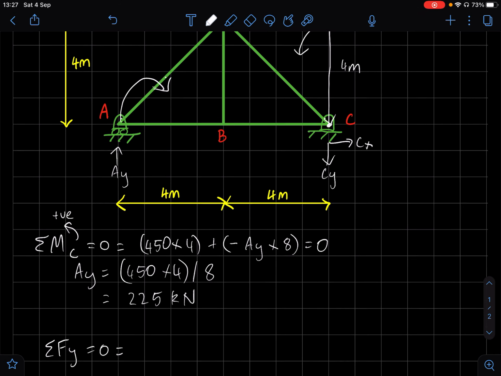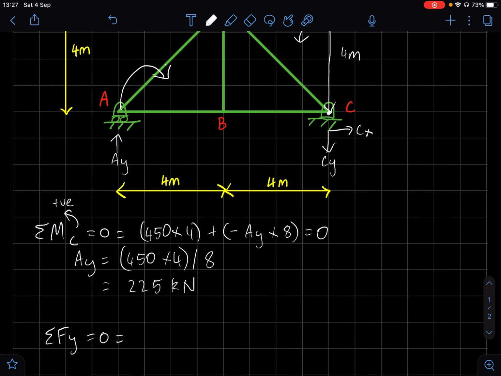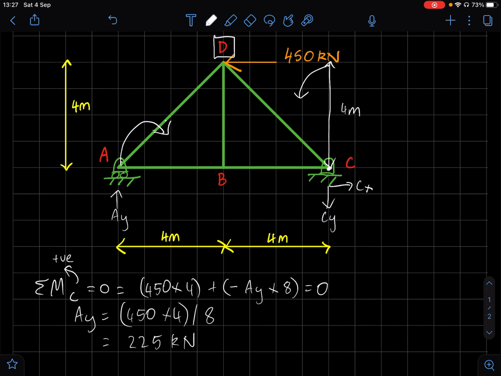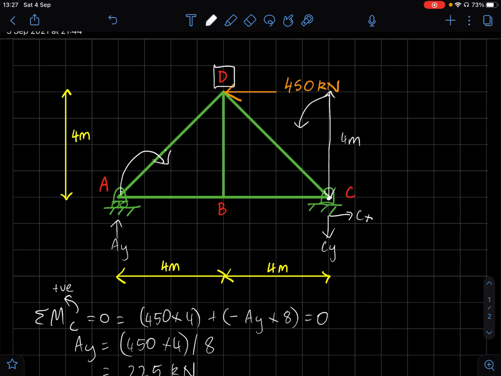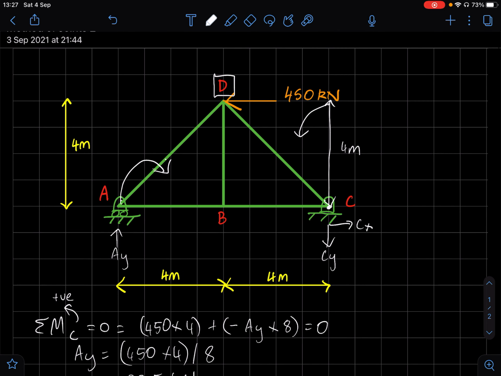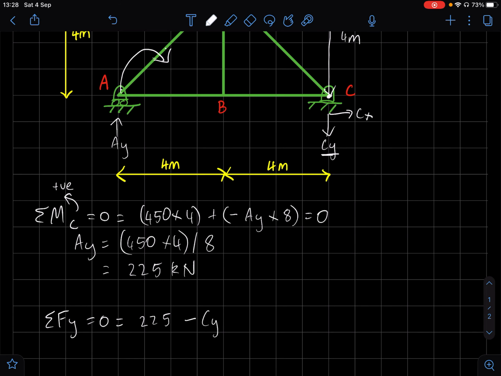Great. Now let's do our sum of the forces in the y direction equals 0. So which forces do we have in the y, guys? Well, we're going to have AY that we just calculated, 225. And the only other vertical force is going to be CY, isn't it? And then we've drawn that correctly in the negative direction. So CY equals 225 kilonewtons.